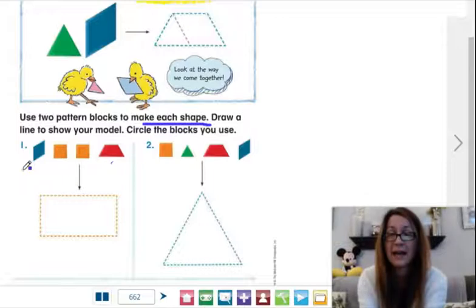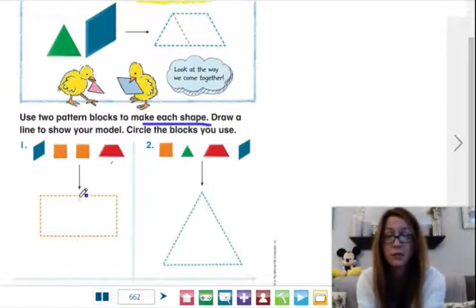So we have a diamond. Remember, a diamond is just a square that's being turned on its side. We have a square, we have another square, and then we have a trapezoid. So we need 2 of these shapes to make a composite shape with this rectangle. And the only 2 shapes that are going to fit in here correctly are the 2 squares.